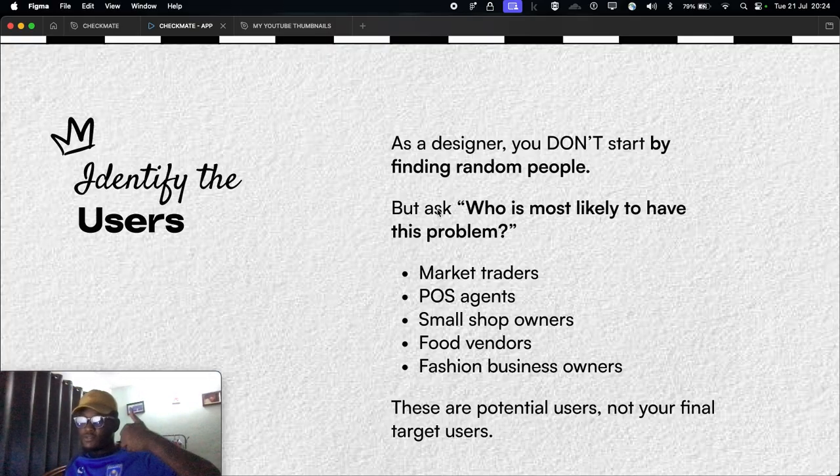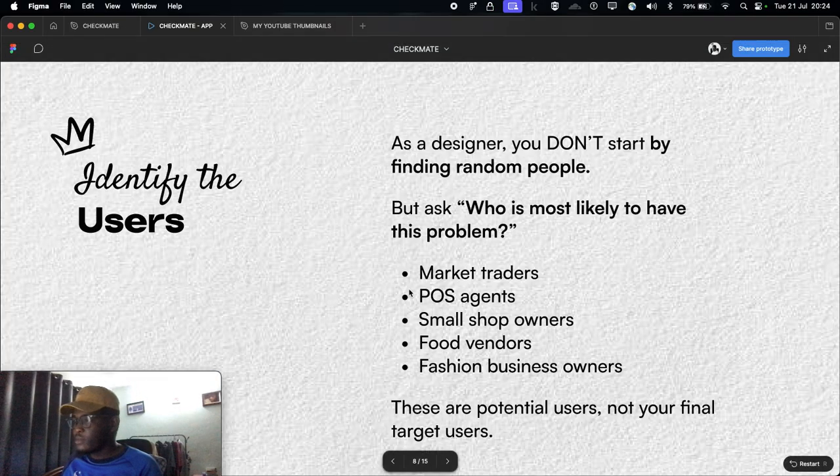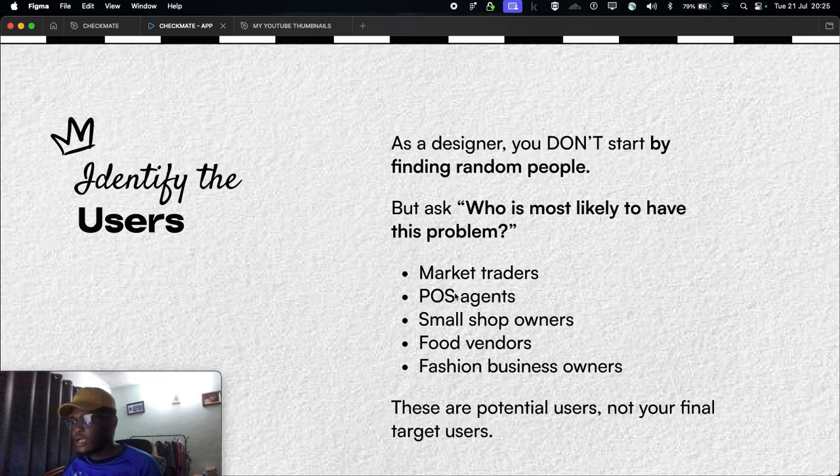You remember that the first thing is to break down the brief. The second is that we have gotten the problem that this product is trying to solve. Then the next thing is, okay, let's identify our users. Who are the people that are going to use this product? Who are the people that are going to do this? Do you get? So we have now identified our users and we can just list them as, okay, market traders, POS agents, small shop owners, food vendors, like small food vendors on the road.